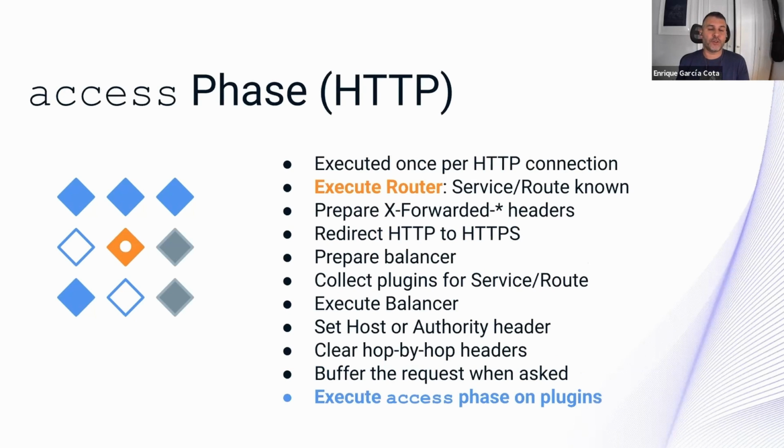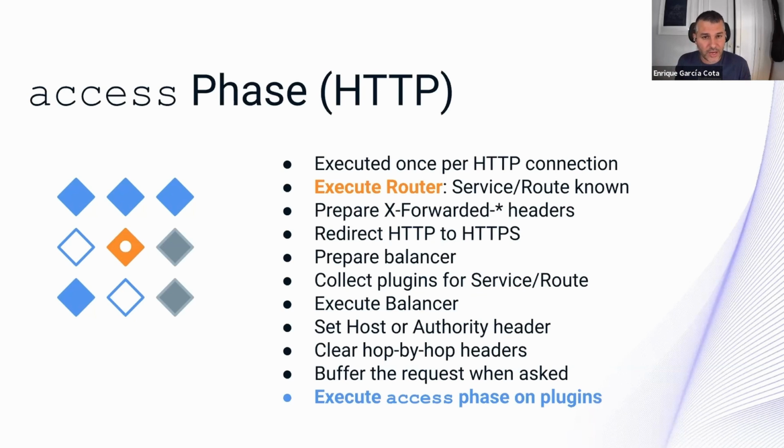Access, on the other hand, is the most usual one. This is the one that I think is the coffee or the breakfast one that almost no one skips. It happens after the router has been executed, so you know which service or route is being matched. And it also has an access phase on plugins, so this is probably the most popular phase to implement on a plugin. And we'll talk about plugins a bit later, on the next chapter.